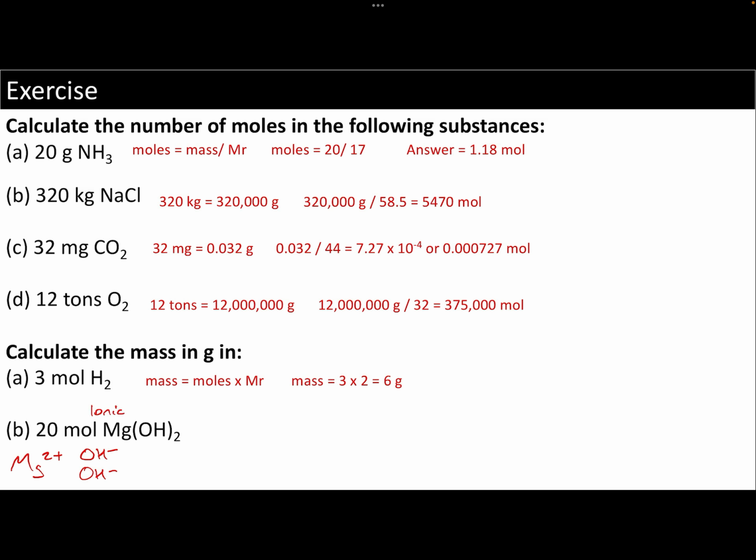Remember, this is ionic, so that means we have a giant ionic lattice in a 3-dimensional structure, but the ratio is just 1 to 2. You don't just have 1 magnesium, you have loads of them, but in the ratio of 1 to 2.